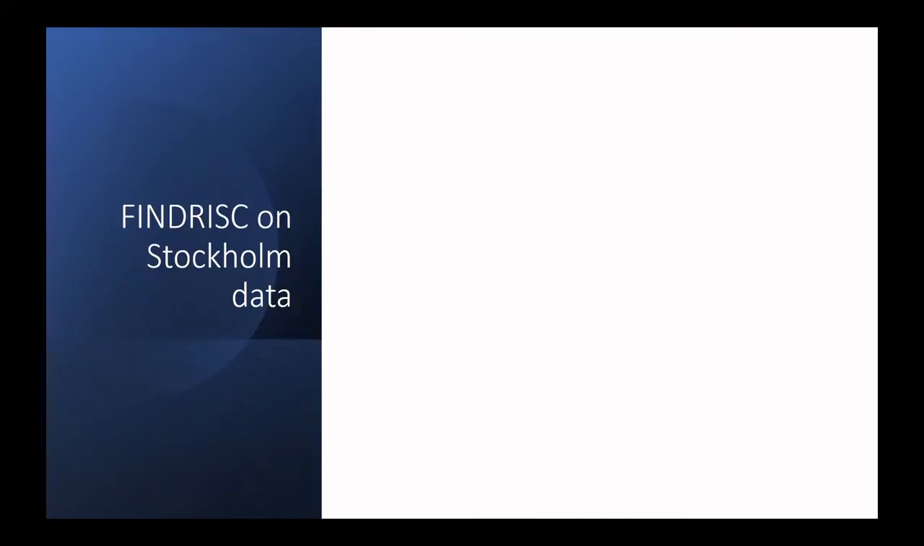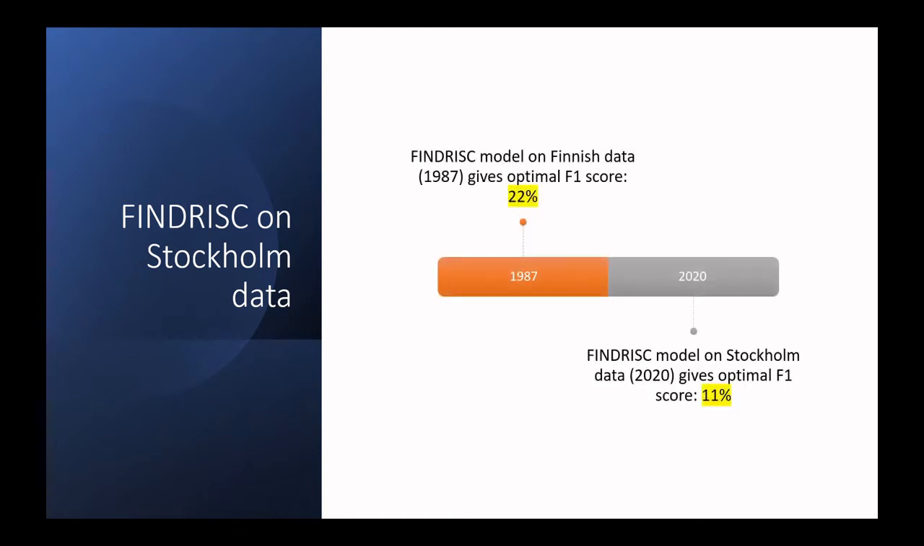Furthermore, we tried the Knowrisc model on the Stockholm data and compared it to the result from the original study. And here you see the Knowrisc model on the Finnish data, which gave an optimal score of 22%, and the Knowrisc model on the Stockholm data, which gave a score of 11%. What this told us was that there probably is some room for improvement, meaning that we could make a model that was more tailored for the Stockholm case.